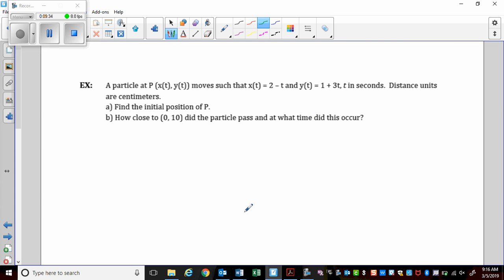Is that the last part of this? All right. So the first part is super easy. It says this is a particle moving such that x and y, this is parametric, and t in seconds, distance units are in centimeters. Find the initial position of P. We remember this is my initial position, 2, 1. You can write it as a vector or just 2, 1. How close to, let's say this is Q, 0, 10, did the particle pass, and what time did this occur? These are two very different questions.